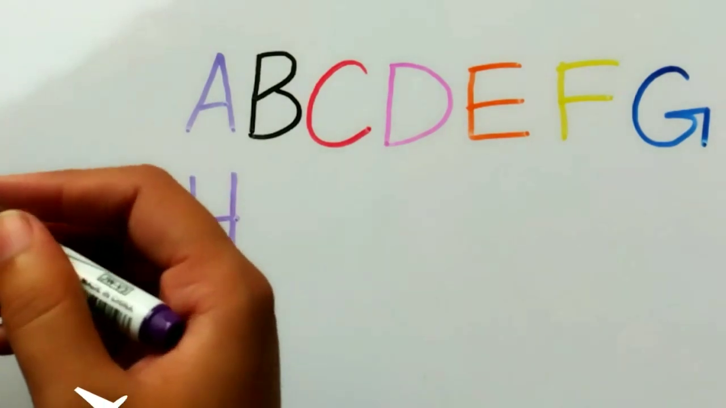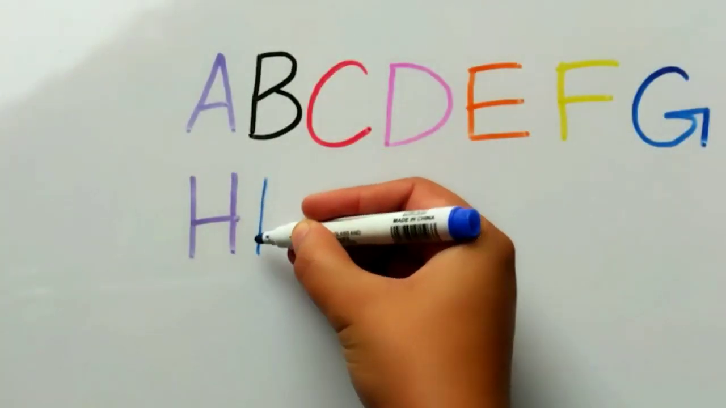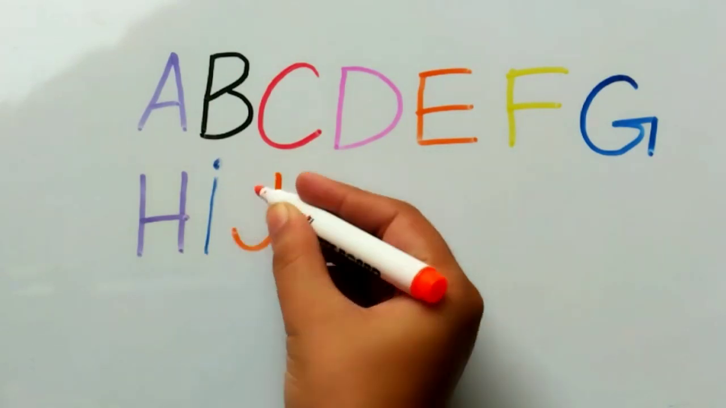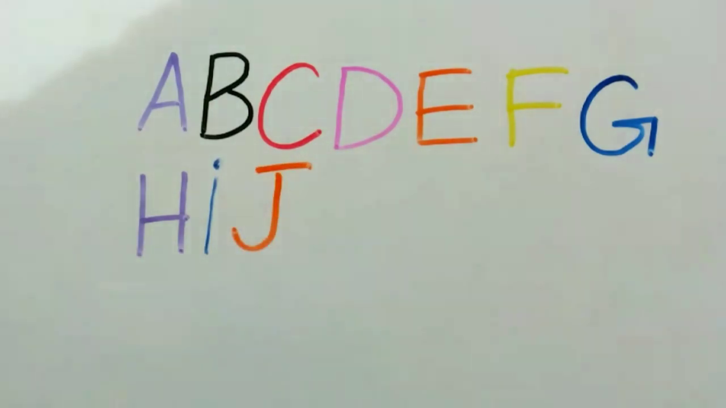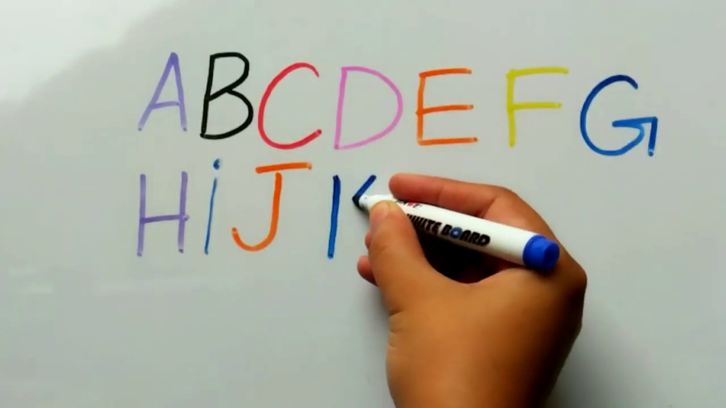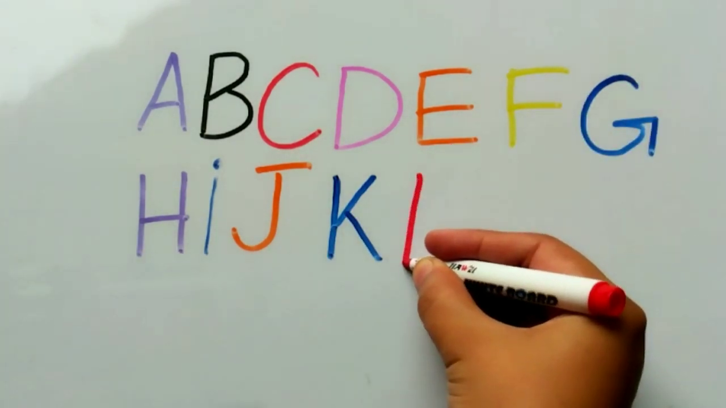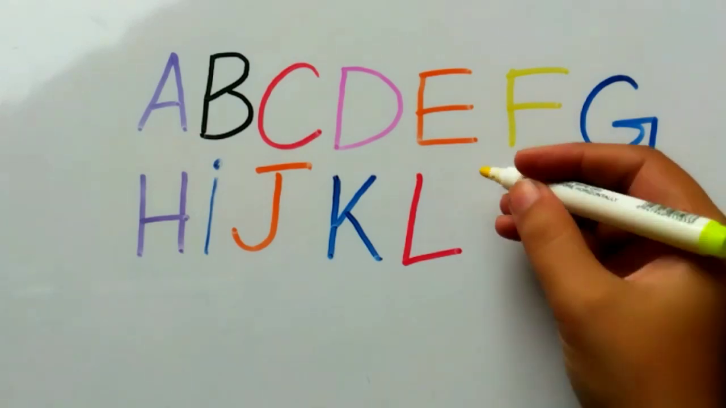H for horse. I for ice cream. J for juice. K for kite. L for lion.